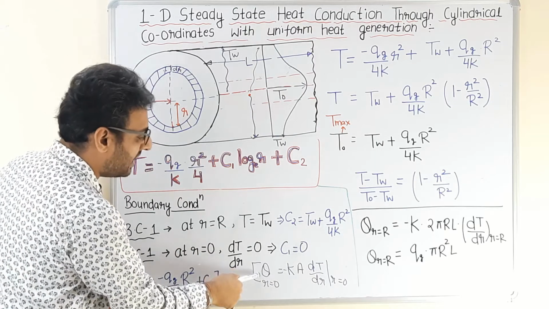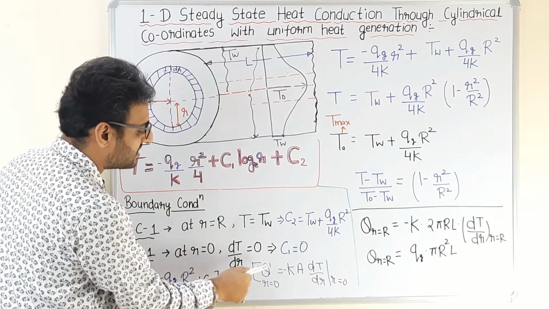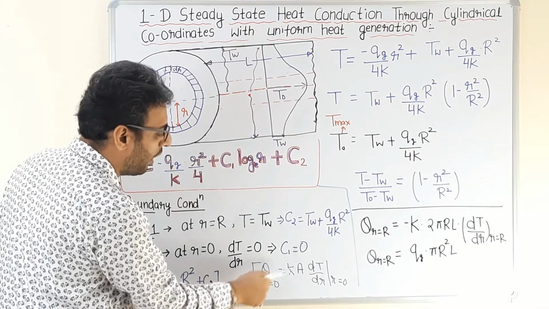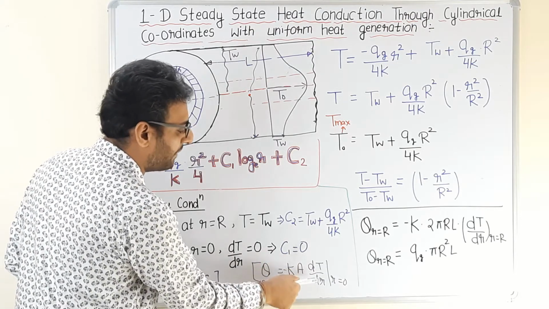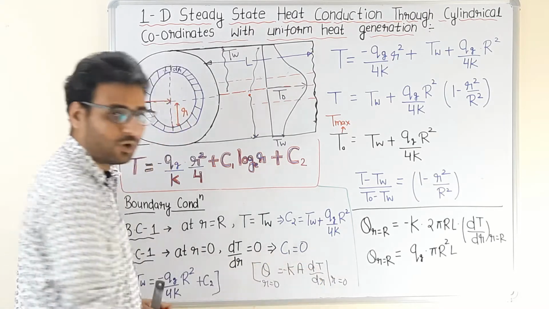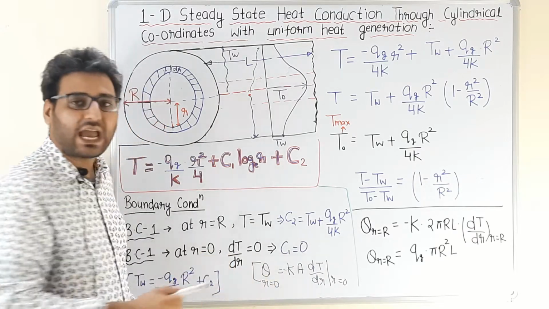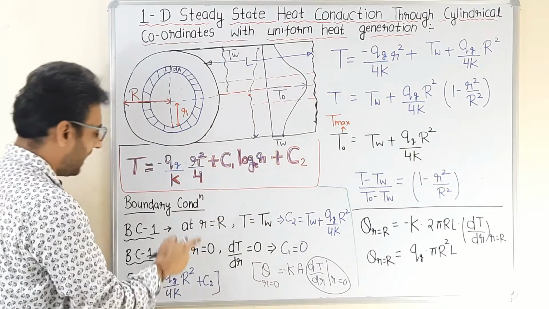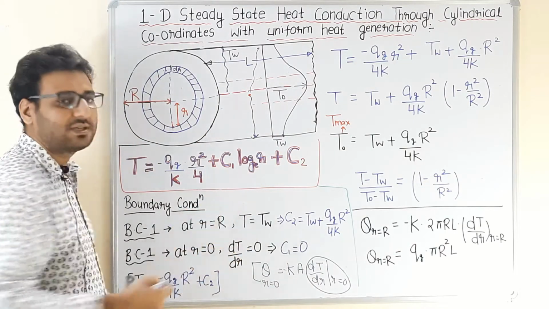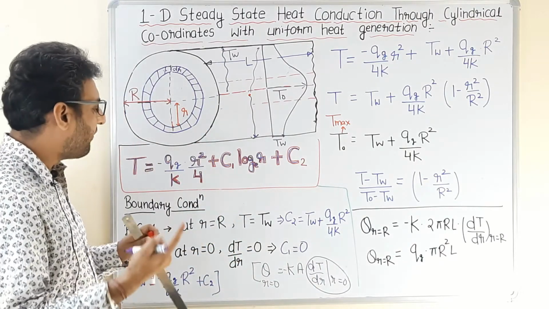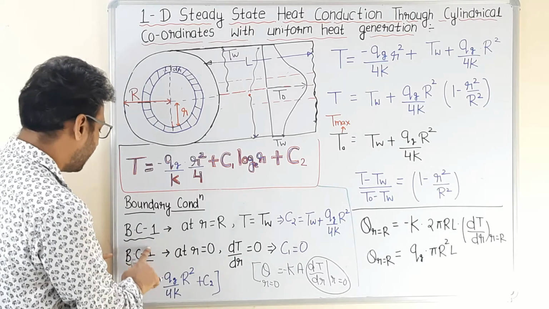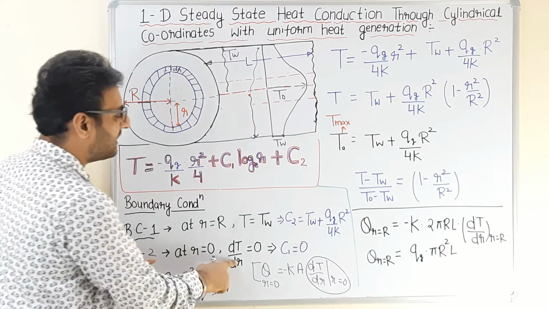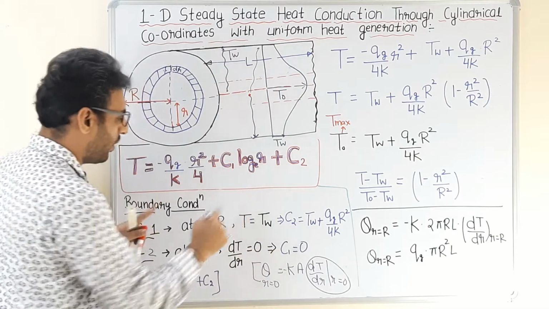So conduction at the center line is given as Q at r equals 0, equals minus KA dT/dr at r equals 0. Because K and A cannot be 0, hence dT/dr at r equals 0 is 0. So after substituting boundary condition number 2, we will get the value of constant C1 as 0.